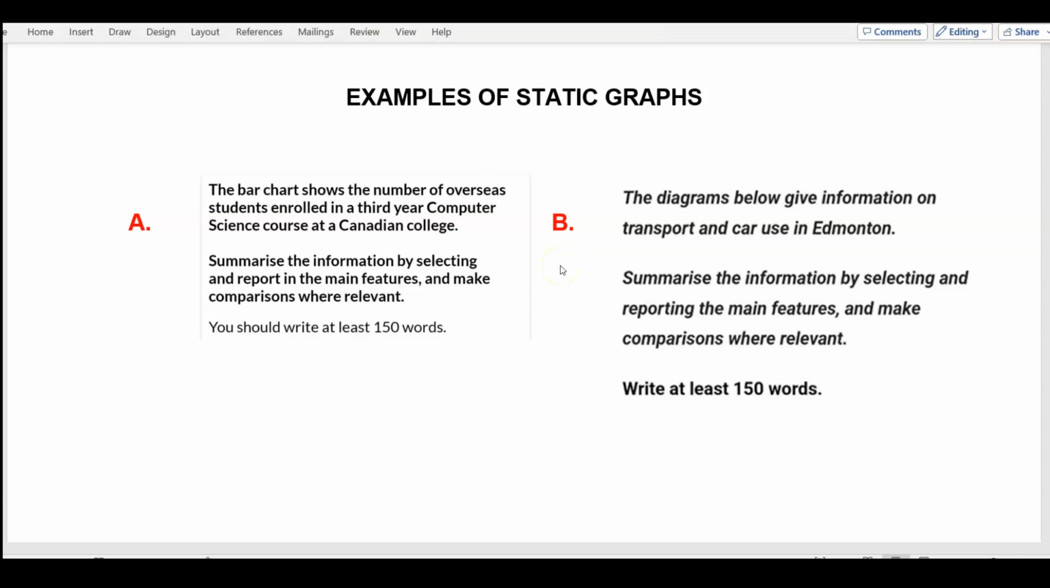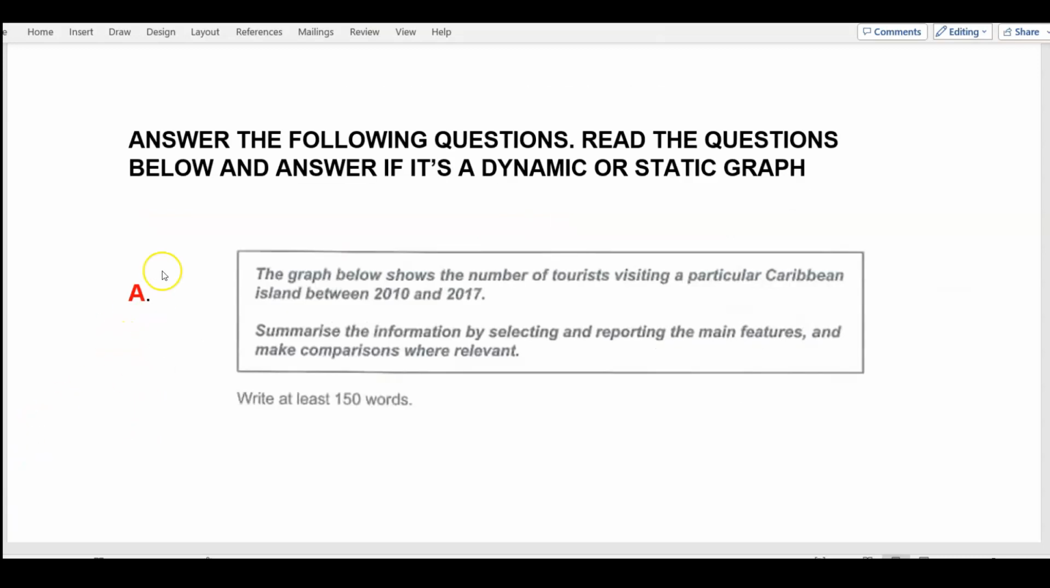Okay, so now that I've shown you the differences between a dynamic and static graph, I'm going to give you an exercise right now for you to do. So you have to just tell me whether this is a dynamic graph or a static graph. All right, let's look at the question. So you have to answer the following questions. Read the questions below and answer if it's a dynamic or static graph.